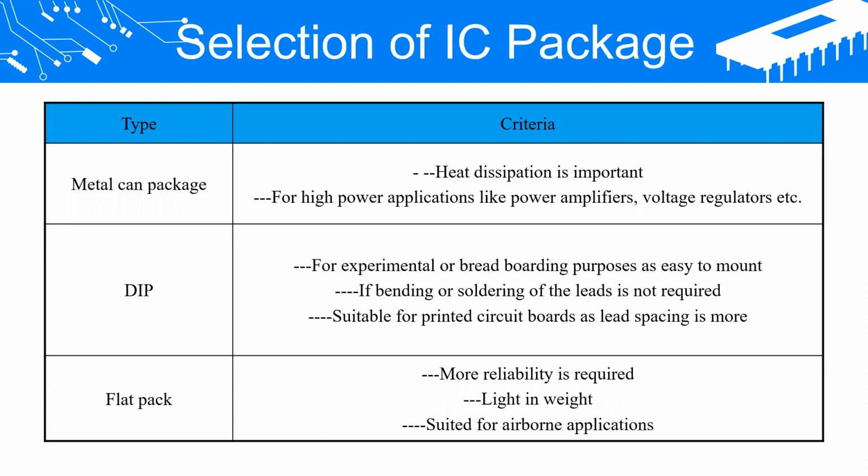For different types of application, the type of package will vary. For example, for high power applications like power amplifiers and voltage regulators, metal can packages will be used. For PCB board connection or breadboard connection, DIP, dual inline packages will be used. And for certain specific applications like airborne applications, we have to use a reliable IC. So for that application, flat package will be very useful. So based on the application, the IC package type will vary.